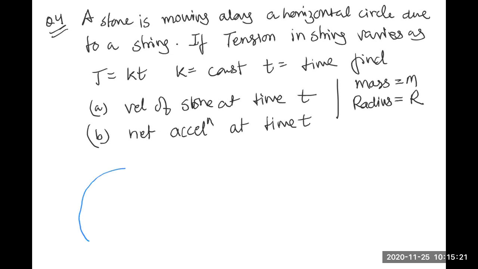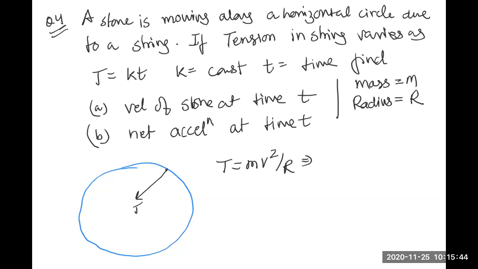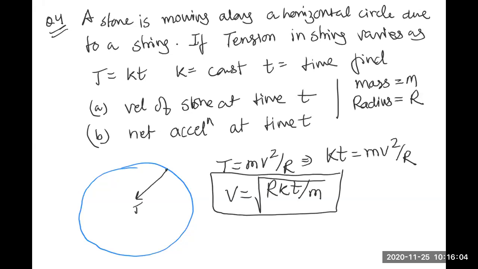So basically what we are saying is that it would be mass into radial axis. Tension will be this. So T will be equal to mv square by r. अच्छा, kt is equal to mv square by r. So v is equal to root of r kt by m. आज तक मैंने कभी टेंशन को डिफरेंशिएट किया है?